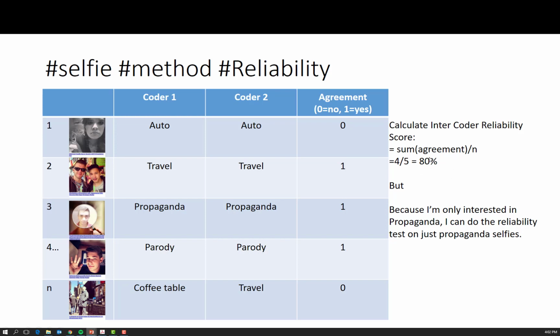So I have about 80% inter-coder reliability or inter-rater reliability, but because I'm only interested in the propaganda, I could do the reliability test just on the coder's ability to differentiate the propaganda selfies from the other types of selfies. So it depends on what I'm looking at as to how I would then check the reliability. Or I could do both types of tests and report both types of tests, because that shows my credibility and the openness with which I am reporting my findings.